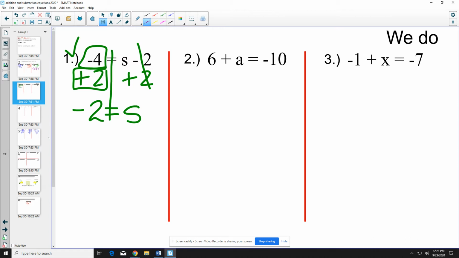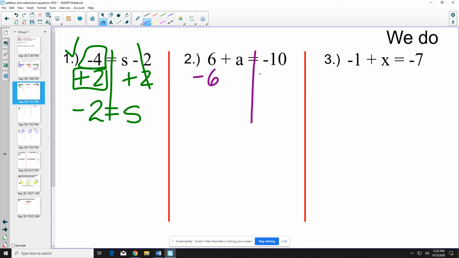All right, let's do number 2 together. In your notes, put 6 plus a equals -10. All right, draw the line where the equal sign is. Look for your variable. Your variable is a. Look at the side with the a. You have a 6. Think to yourself, what do you do to a 6 to make it 0? How can I get that to cancel?